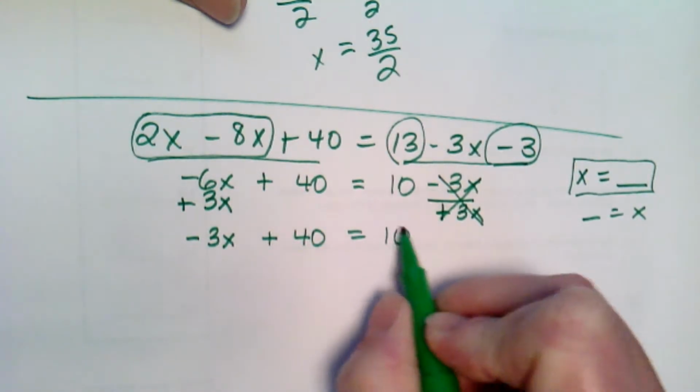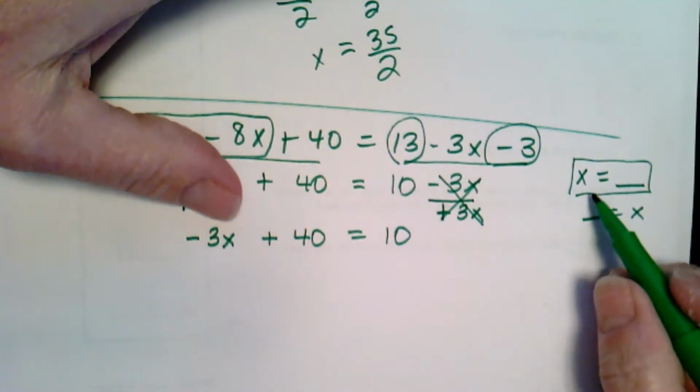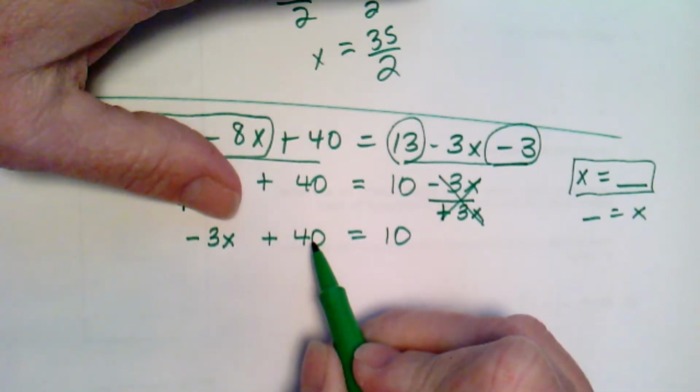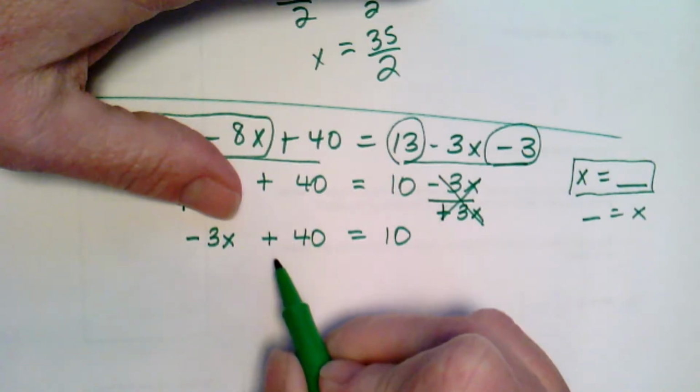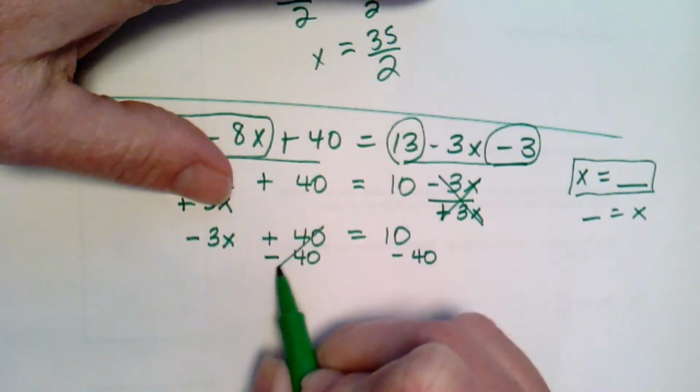And the better you get at this, you can do more than one step at a time. But just for the sake of teaching, I'm just going to do one step at a time. Alright, so our goal is still to try to have x equals. So right now we have a positive 40, so we're going to subtract 40 from both sides. This cancels out.